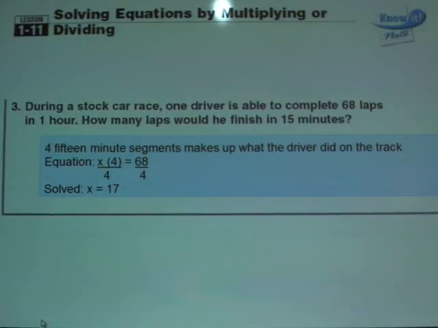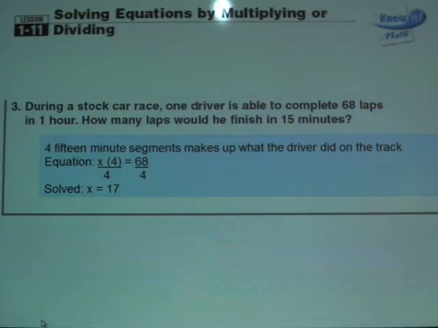All right, finally here's question 3. During a stock car race, one driver is able to complete 68 laps in an hour. How many laps would he finish in 15 minutes? So, what we note here in the first line is actually just not me solving the equation, but some steps that I need. I recognize that there's 4 15-minute segments in what the driver did on the track. There's 4 15-minute segments in the full hour that he was on the track.